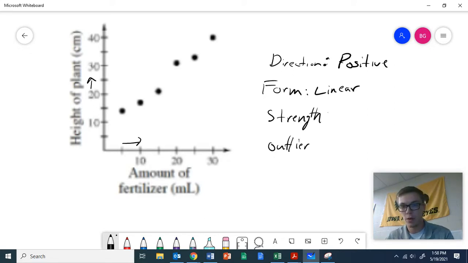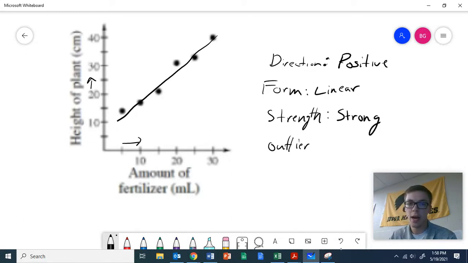Now our strength. What do you think the strength would be? Well, these points, if I were to try and draw a line through here, they're all pretty close to that line. I would consider this one strong.